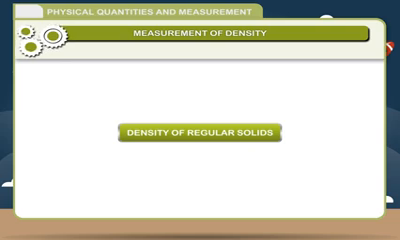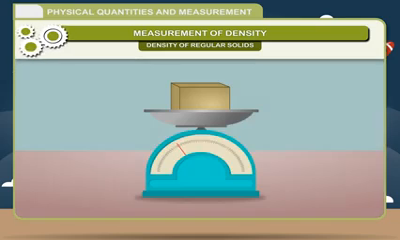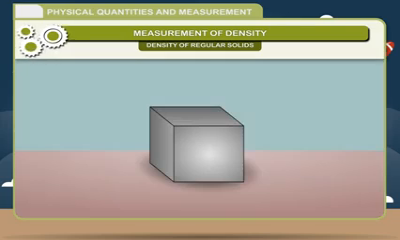Density of regular solids. The density of a solid can be measured by finding its mass and volume. The mass m of a substance is obtained by weighing it with the help of a beam balance or physical balance, and volume V of the object of regular shape is calculated from its dimensions. Thus, knowing the mass and the volume of a substance, we can calculate its density by using the formula ρ equals m divided by V.